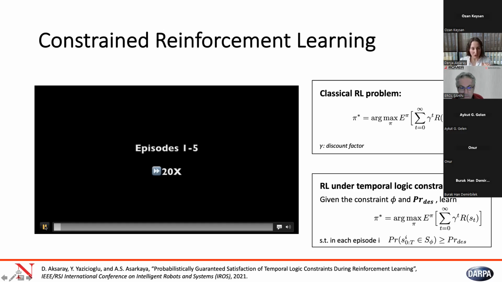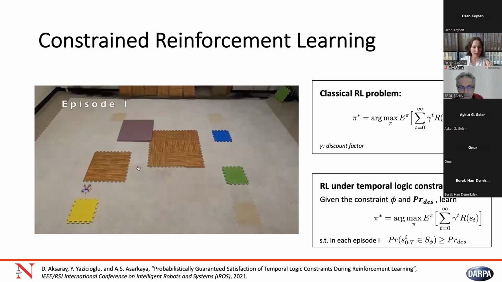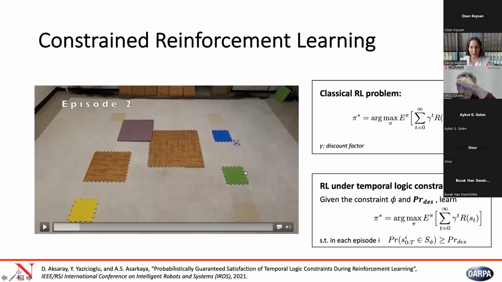And this is an illustration. Here we have a drone. Maybe I should just stop it. So we have a drone. It started from the base, and we just mimic green is the pickup, blue is the delivery. No matter what, it has to do this pickup and delivery mission with a probability of greater than 0.9.